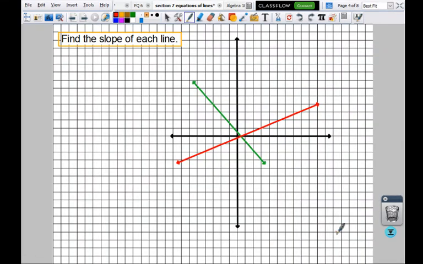Alright. So it's your guys' turn now. What I want you to do is find the slope of each line, so of the green one and of the red one. Find it on your own, check with your partner, see if you get the same things. And then we'll fix it.